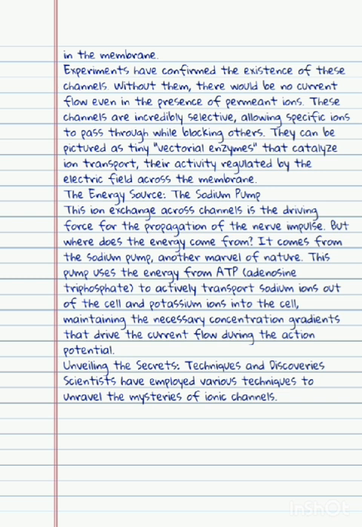But where does the energy come from? The energy source is the sodium pump, another marvel of nature. This pump uses the energy from ATP, adenosine triphosphate, to actively transport sodium ions out of the cell and potassium ions into the cell, maintaining the necessary concentration gradients that drive the current flow during the action potential. Unveiling the secrets: scientists have employed various techniques to unravel the mystery of ionic channels.